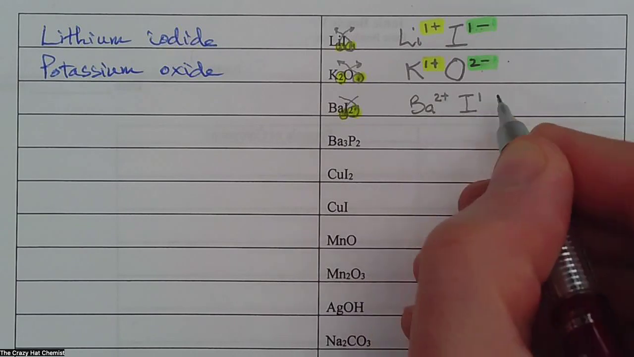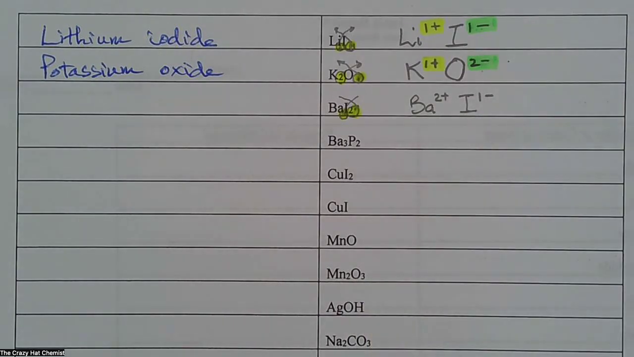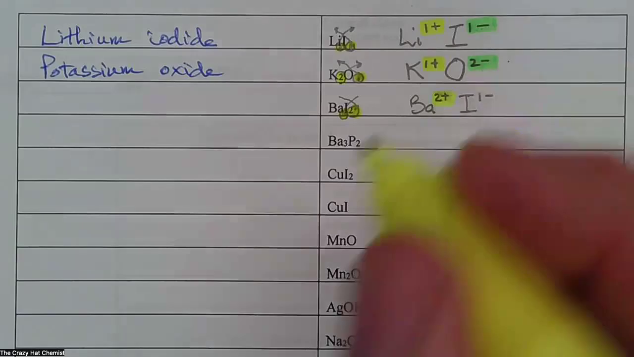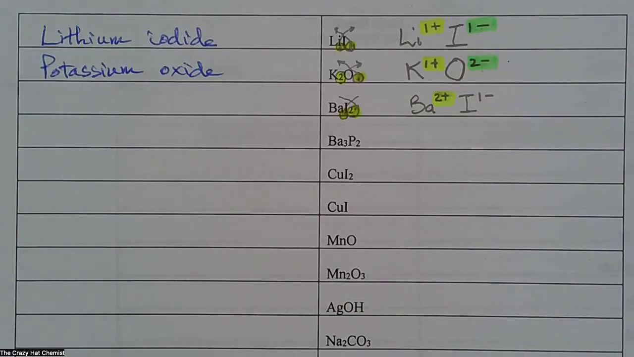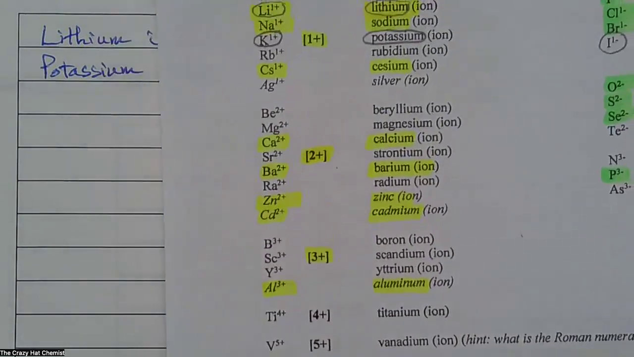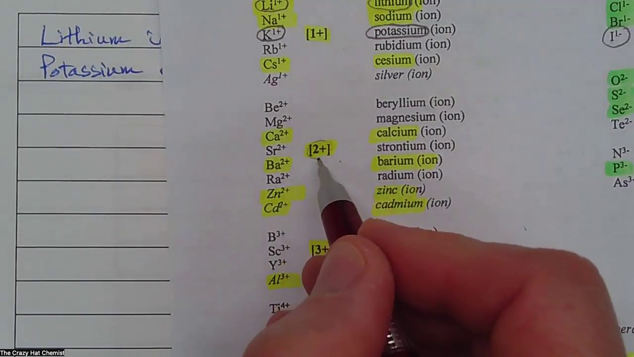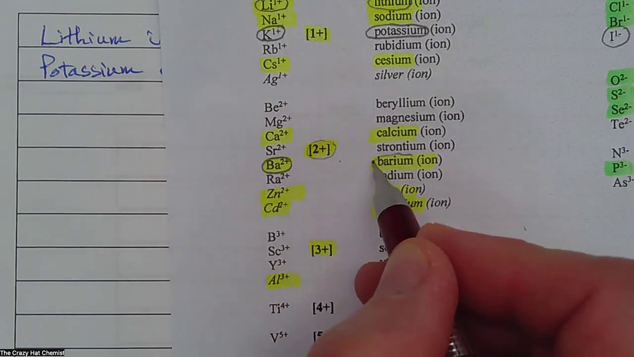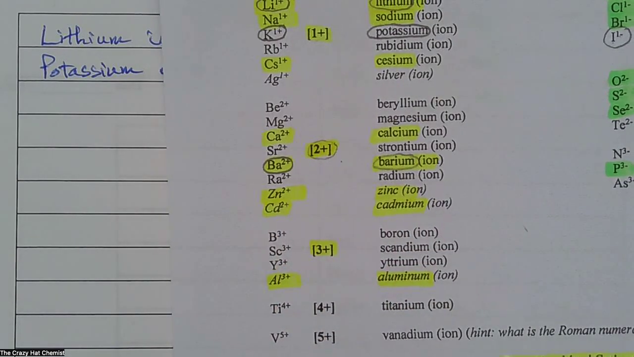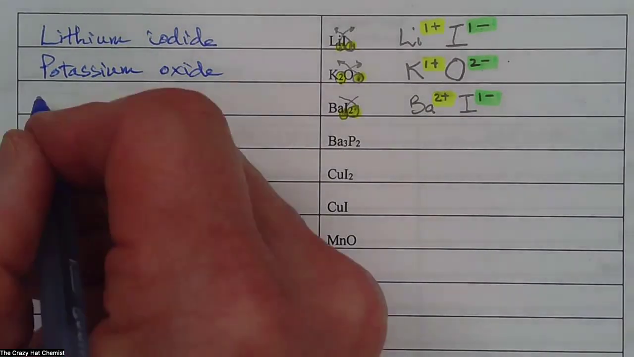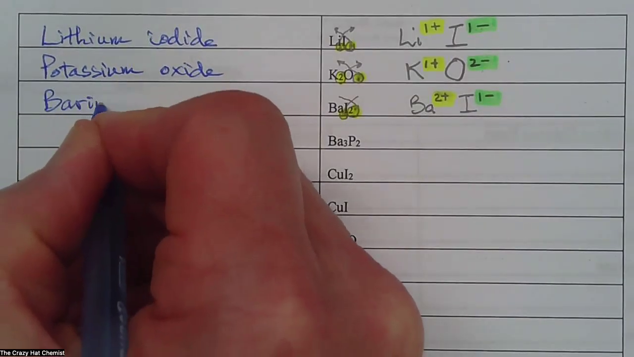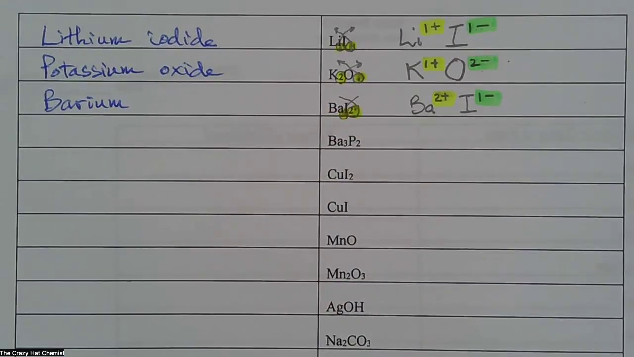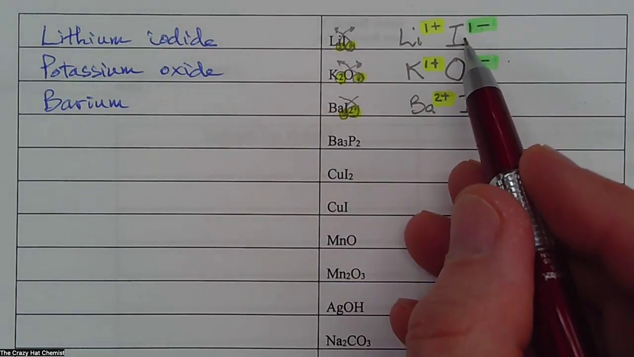Remember, cations come first, anions come second. This will enable me to look for that Ba in the 2 plus category, and that I in the 1 minus category. So here we go. In the 2 plus category, let's see if we can find that. There's the 2 plus category. We have a Ba that's a 2 plus, and the name of that is barium. All right, so I'm going to write that word down, barium.